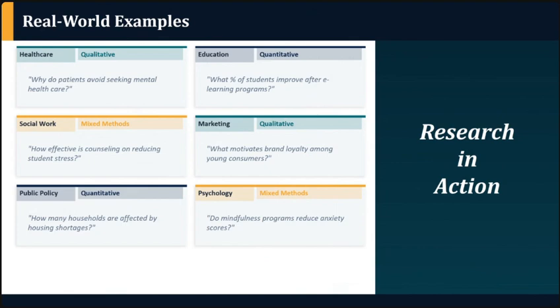Today I will briefly discuss real-world explanation of research methodology. Research methodology helps us understand problems and find solutions using different approaches like qualitative, quantitative, and mixed methods. First, in healthcare, qualitative research is used to explore patient experience and reasons. For example, it helps us understand why patients avoid mental health care, which cannot be explained by numbers alone.